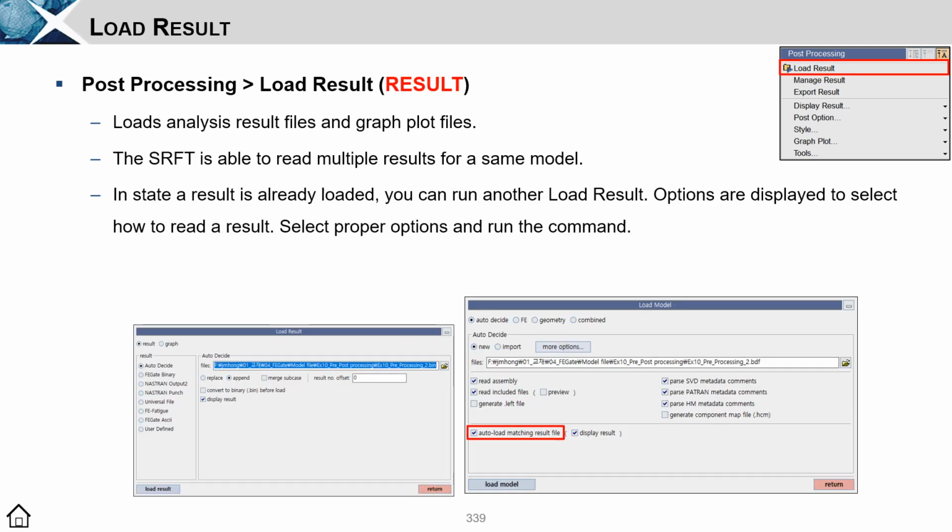The result command is the ability to read the analysis result file and the graph plot file. The result command displays a file selection window where you can select and read the desired result file. You can also select multiple files at the same time. If the model file and the resulting file have the same name, the file path is automatically entered. Typically, when you drag-drop the result file from the File Explorer to the SRFT, the command window will run automatically.